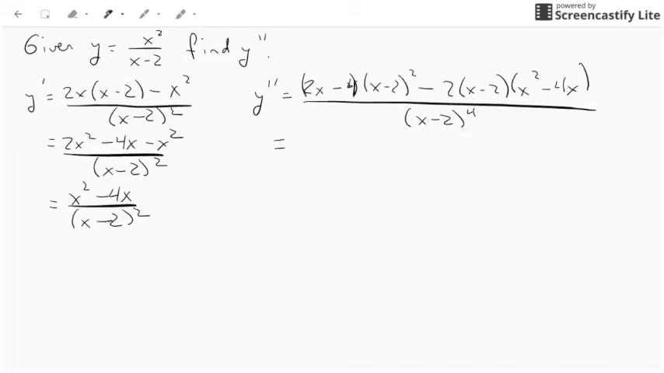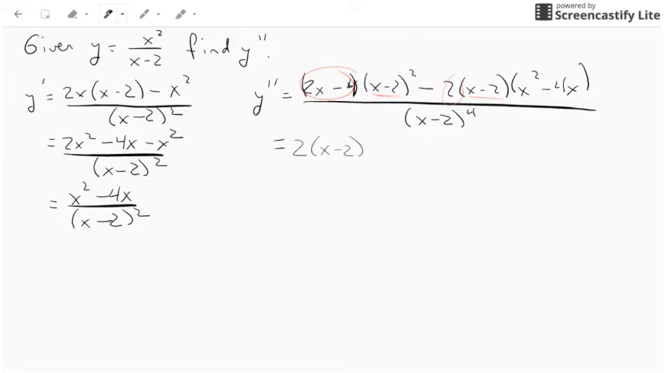Well, first of all, I can factor out a 2 out of here, and there is a 2 right there. I can also factor out 1 x minus 2 out of both of those terms there. So I will get a 2x minus 2.